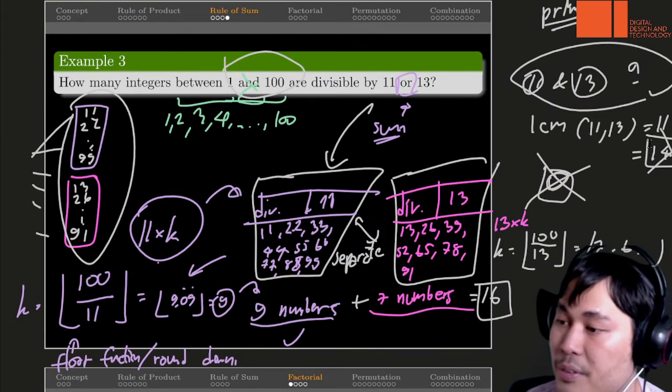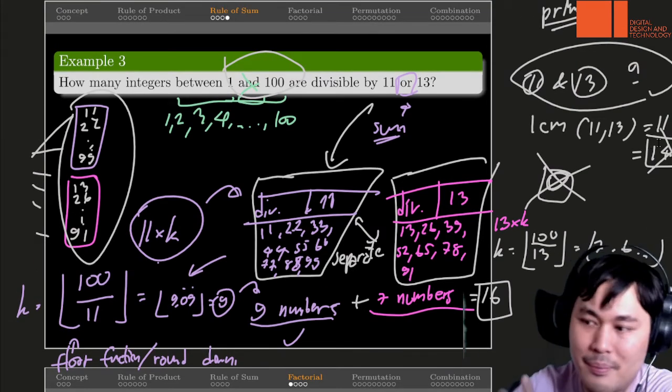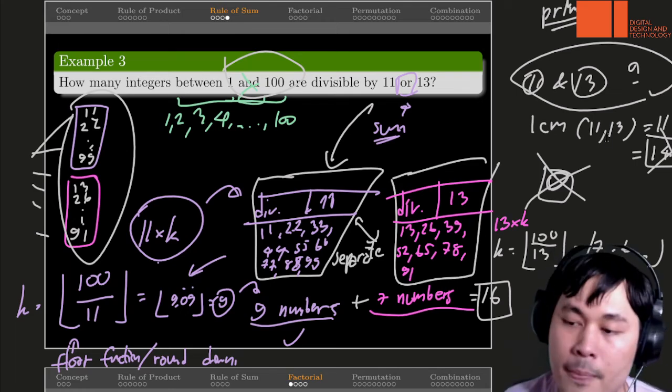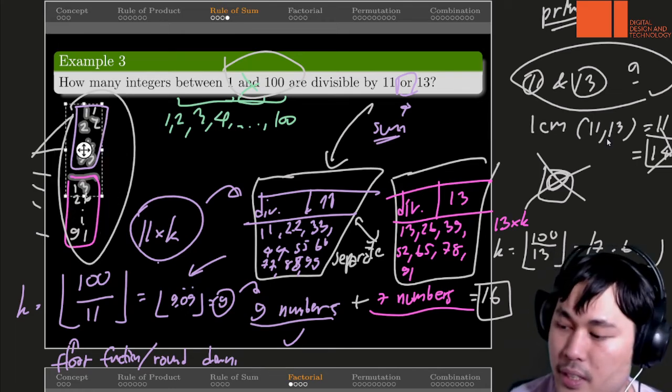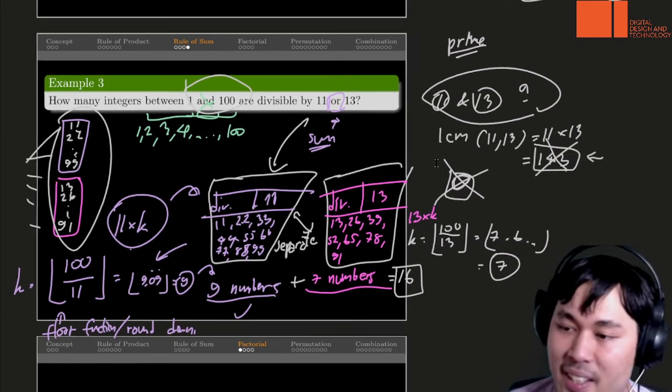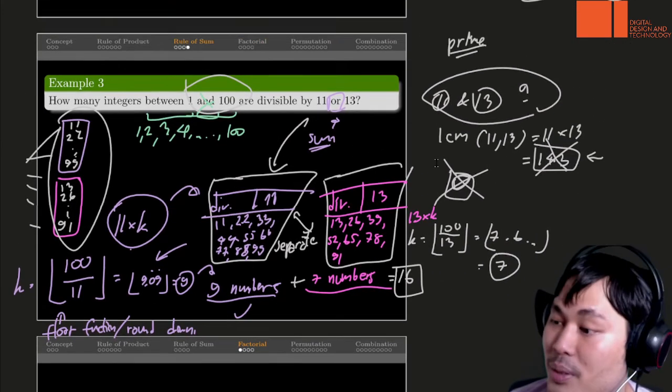And so that's the rule of sum, plus some number theory facts. If you want to choose one of these numbers, then the answer is 16. But then I should add more examples.